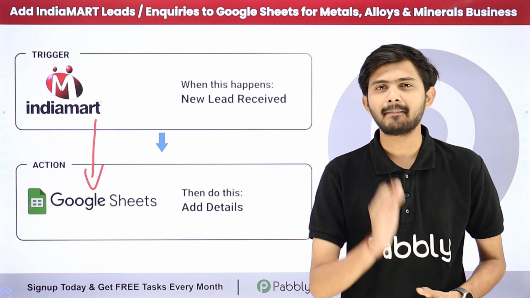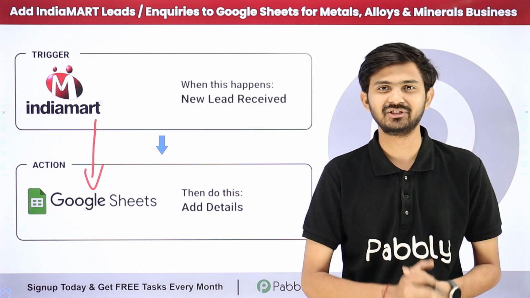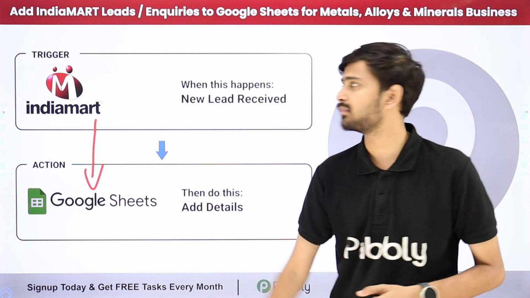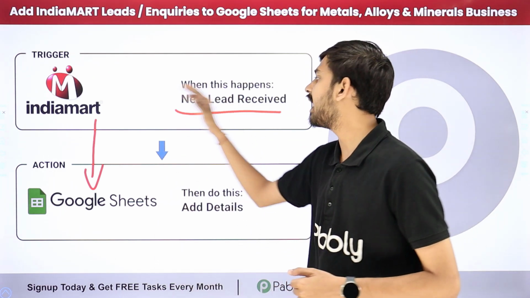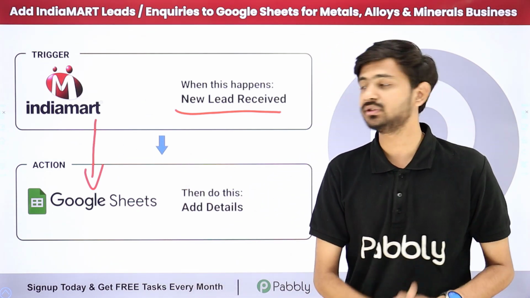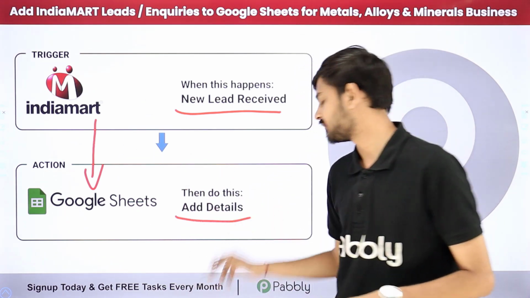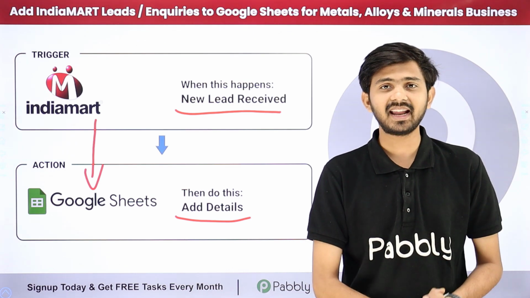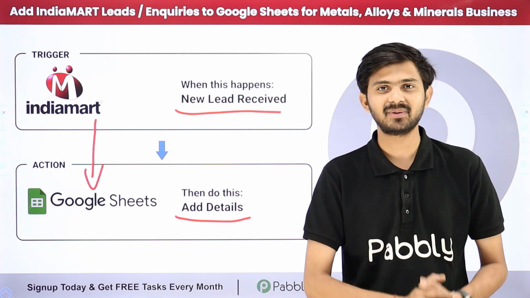Pabbly Connect is an amazing software for automation and integration. With Pabbly Connect, whenever I receive a new lead through IndiaMART, I'm going to automatically add those details in my Google Sheets. So how am I going to build this connection? For that, let me take you to my computer screen.